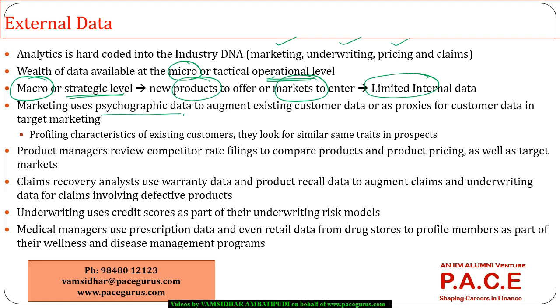So, like, I can use the psychographic data, the psychological aspects, as well as the demographic aspects bundled together. Marketing teams use this kind of data, where they can augment the existing customer data, right? Based on the existing customer data, whatever they have, they can gather even more additional information regarding the customers. And I can even use this information as a proxy towards target marketing.